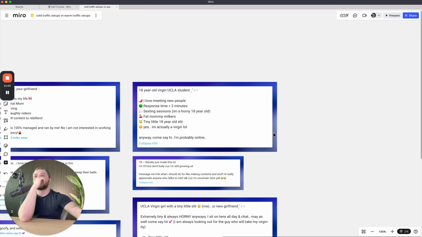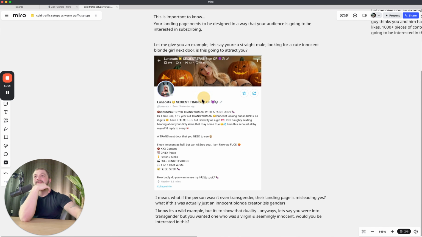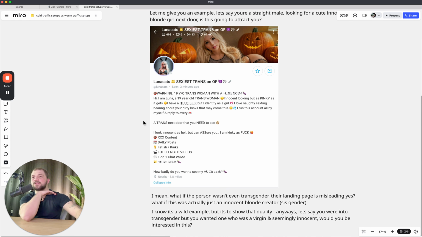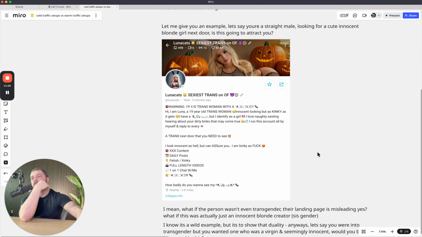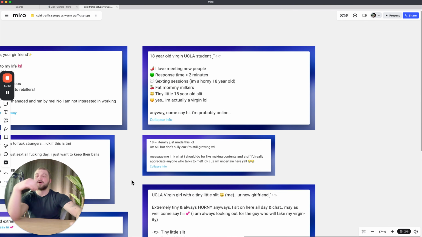Then right here, this is actually a cold traffic bio. This isn't the best cold traffic bio of all time. Cold traffic bios typically are going to be a lot more gross looking like this. I don't like the way that they look, but the point is not how they look. The point is that you are presenting to the person that's hitting your page the things that they want to see.